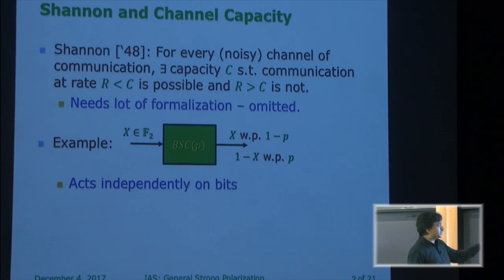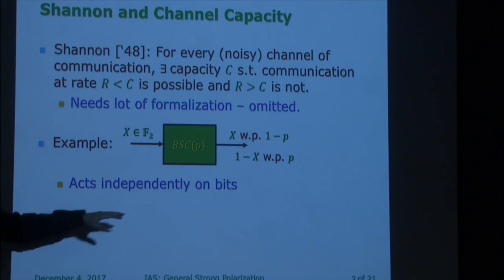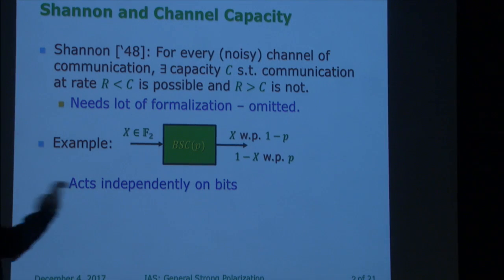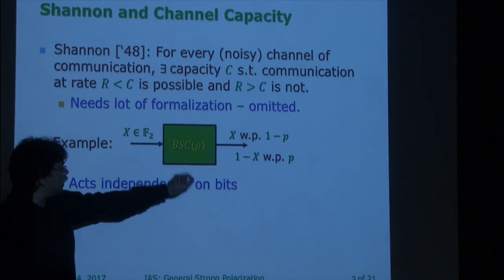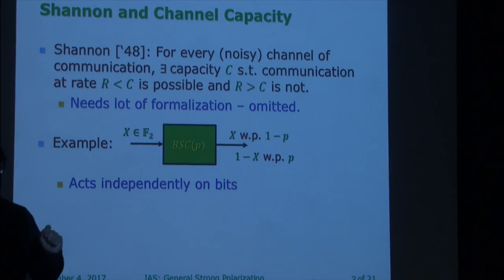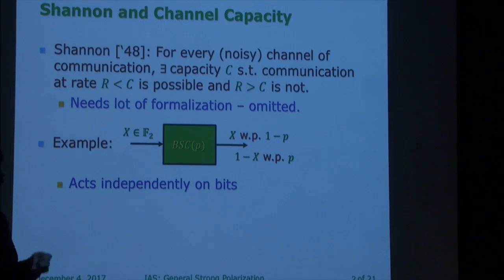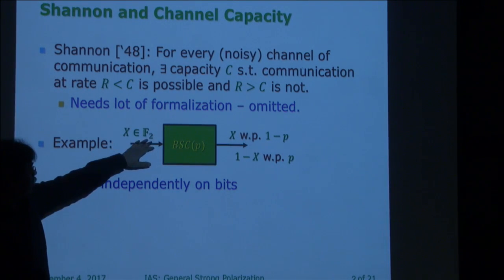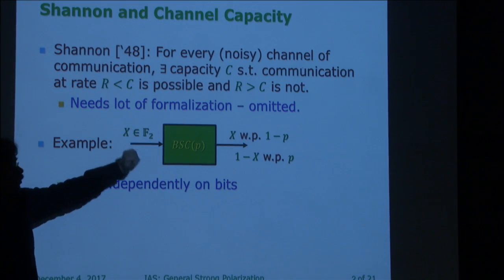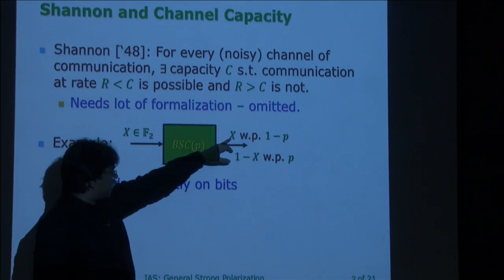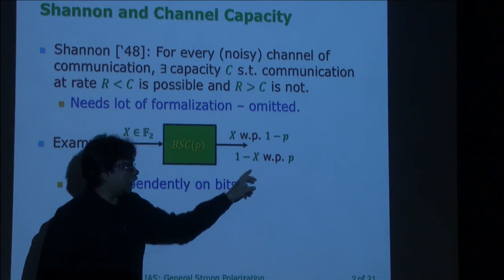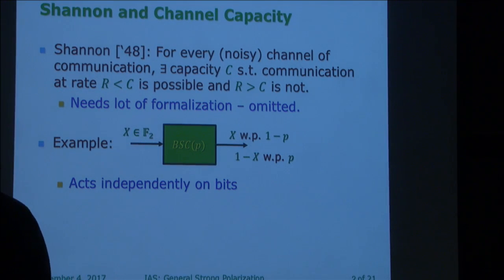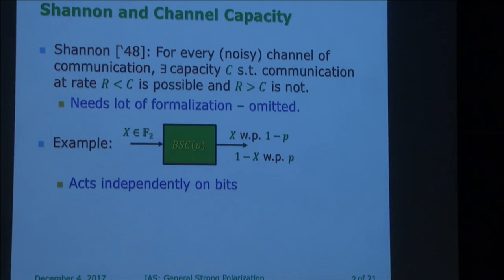I won't do all the formalization that would be needed to specify this theorem in complete generality, but I'll look at one special case, which is good enough for our talk today: the binary symmetric channel, BSC. There is a real-numbered parameter p, which is the probability with which it will flip bits. It takes as input a single bit, an element of GF(2), and it outputs that bit with probability 1 minus p and flips the bit with probability p. And it acts independently on every bit.